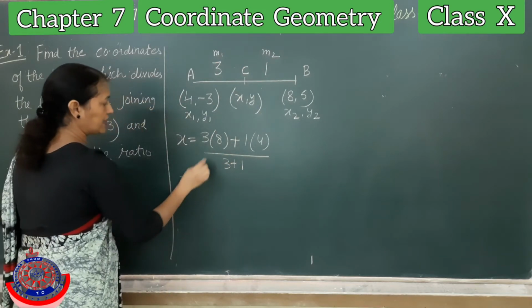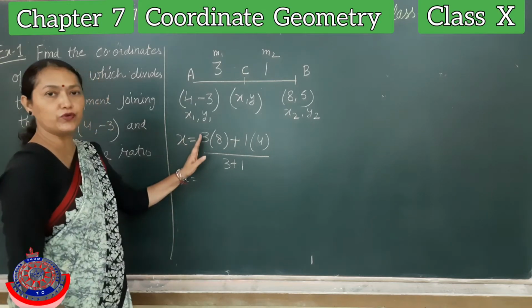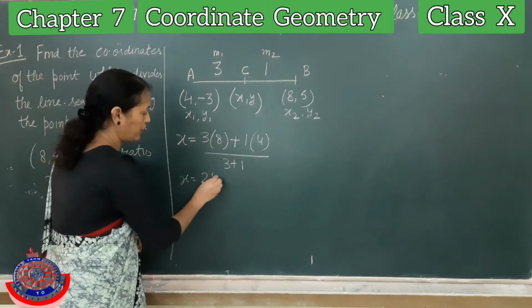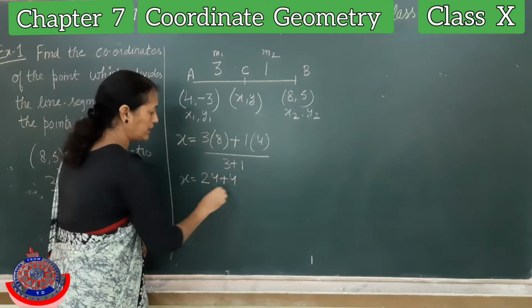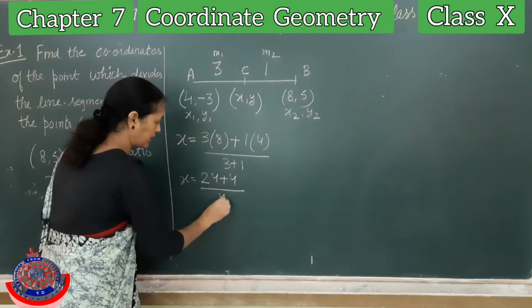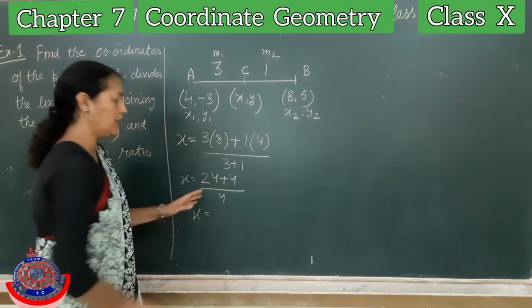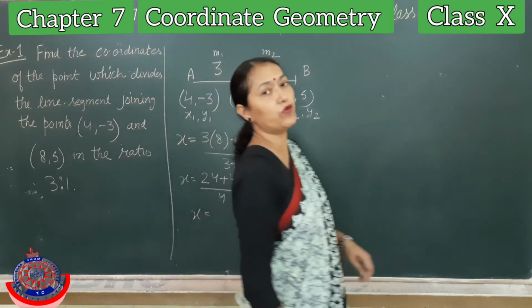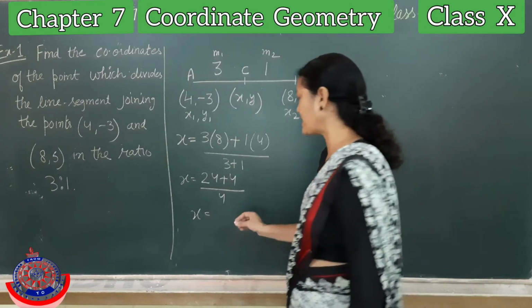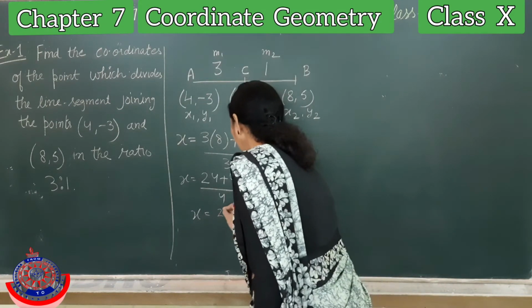So what are we getting? 3 into 8 will give you 24, 24 plus 4 ones are 4, upon 3 plus 1, 4. So what is the value? 28 upon 4. 28 and 4 will get cancelled, and we will be getting 7.